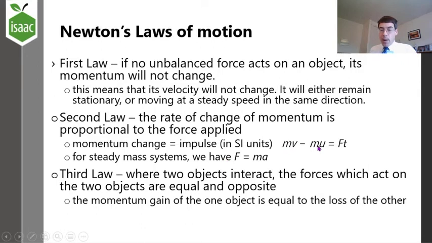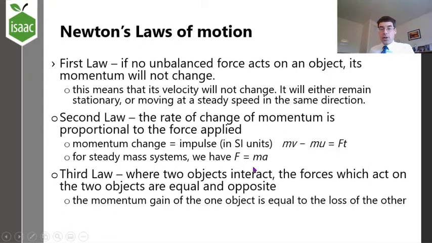This is how we'd write that in equation terms. So we've got the final momentum, m times v. Remember, v is the final velocity, minus m times u, u the initial velocity. So this is the initial momentum. Subtract those to get the change in momentum, and that is equal to the force times the time. Remember, we have the change in momentum is equal to the impulse.